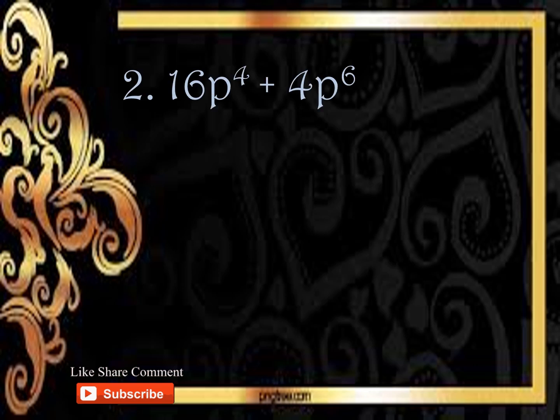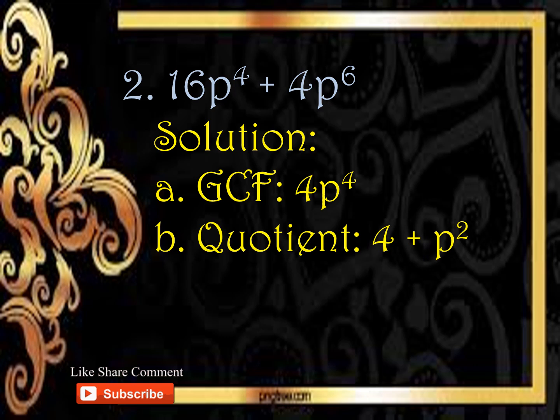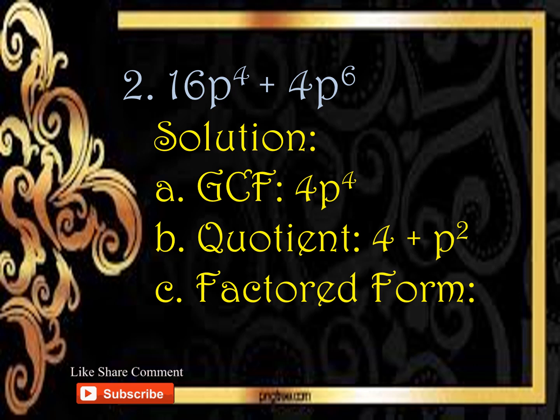Number 2, 16p raised to 4 plus 4p raised to 6. So solution. The GCF of 16p raised to 4 plus 4p raised to 6 is equal to 4p raised to 4. The quotient of the two is equal to 4 plus p squared. So the factor form of 16p raised to 4 plus 4p raised to 6 is equal to 4p raised to 4 times quantity 4 plus p squared.